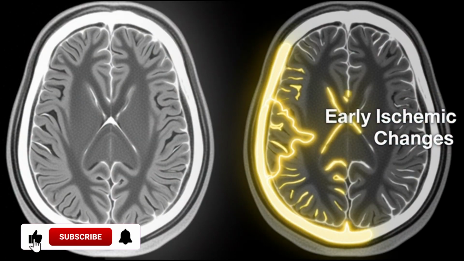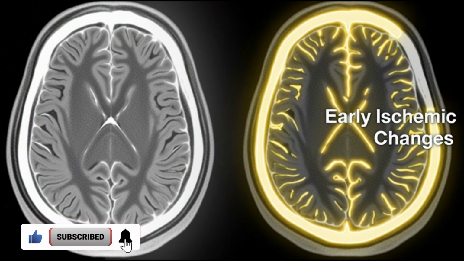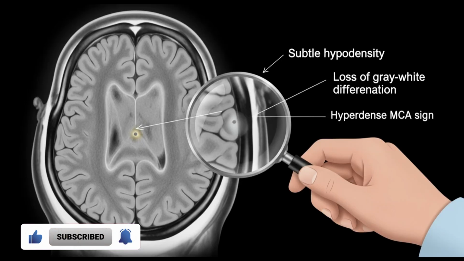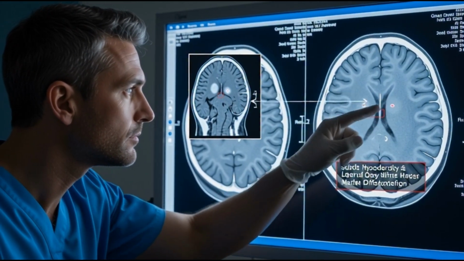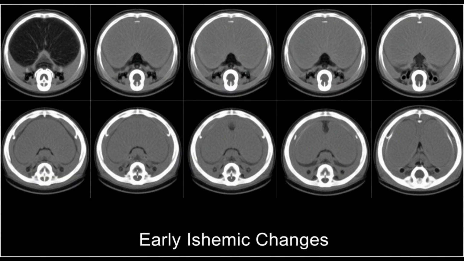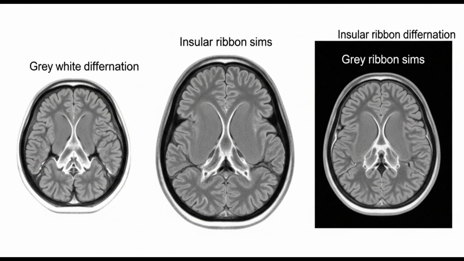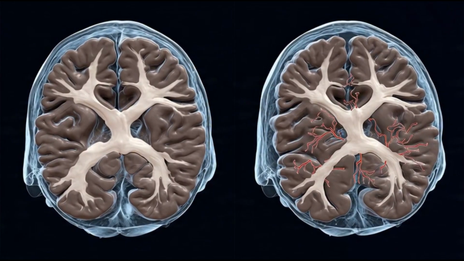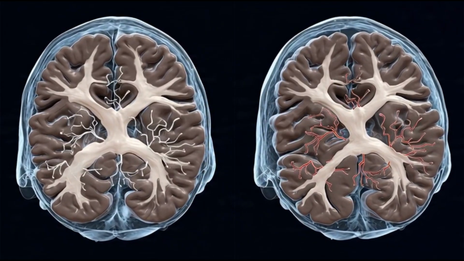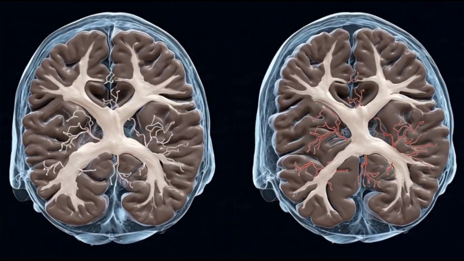CT brain in ischemic stroke. Early signs. In the early hours of ischemic stroke, CT may appear almost normal, but careful observation reveals subtle signs. One of the earliest signs is loss of gray-white matter differentiation, especially in the insular cortex, known as the insular ribbon sign. Another important sign is sulcal effacement, caused by early cerebral edema.